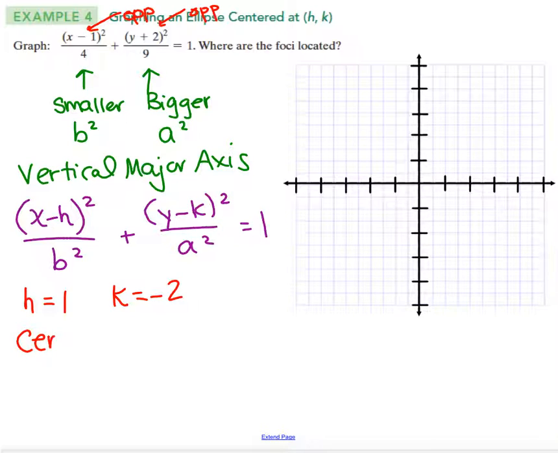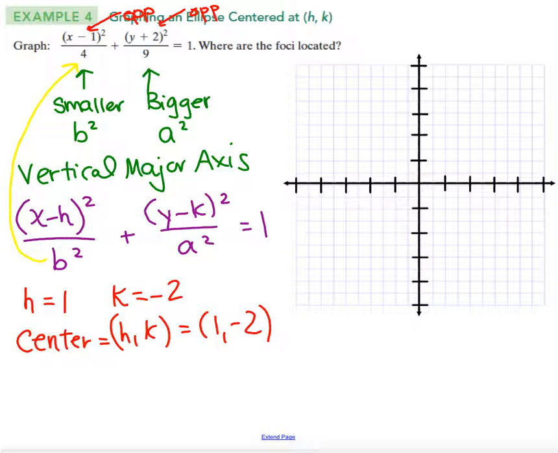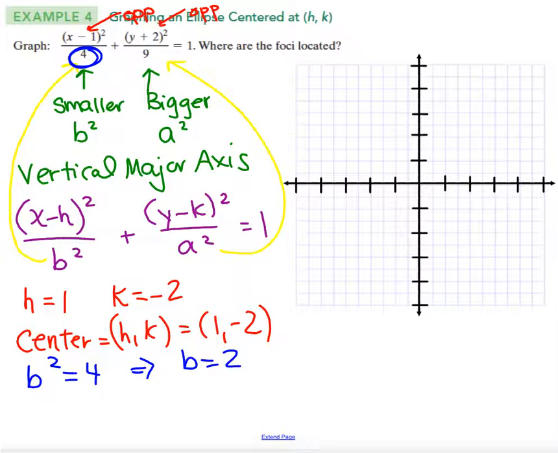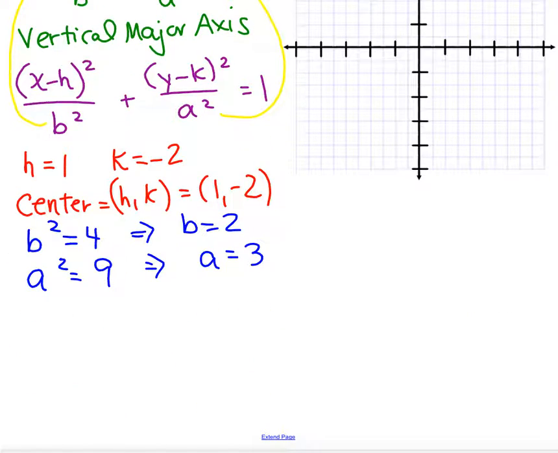So the center of my ellipse will be h comma k, which is over 1, down 2. Again, not at the origin like it was yesterday. All right, now let's find the a and the b. In my standard form equation, the first denominator is going to be my b squared. My second denominator is going to be my a squared. So let's go find those. Since b squared equals 4, then if I solve that for b, b equals 2. A squared equals 9. So when I solve that for a, I square root it. I get a equals 3. All right, let's go ahead and graph this ellipse. Now we have the information.